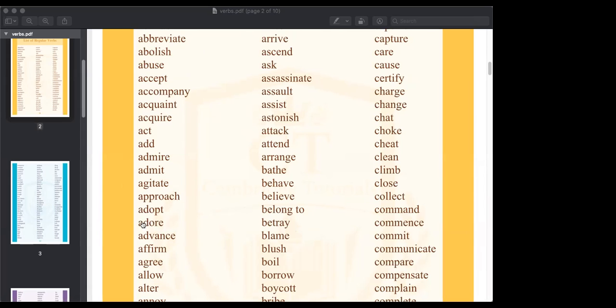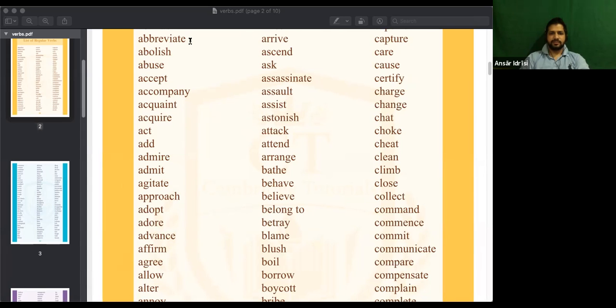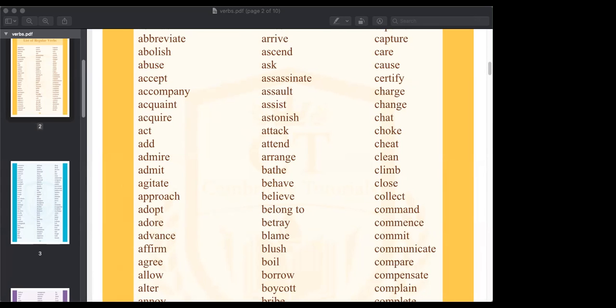I used to arrange. Did I used to arrange? I didn't used to arrange. Very good. Next. I used to boycott. Did I use to boycott? I didn't use to boycott.